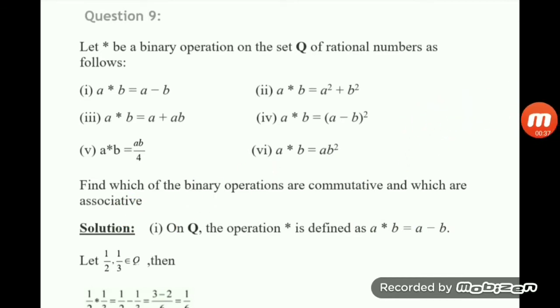If you see, I hope you remember the definition of commutativity and associativity. For commutativity, what do you have to show? You have to show that A star B is equal to B star A. That means if you change the position of the elements and the value remains as it is, we call the star binary operation commutative. And for associativity, you have to change the position of the bracket. If it remains as it is, then we call the function associative.